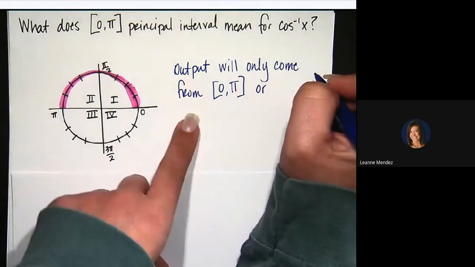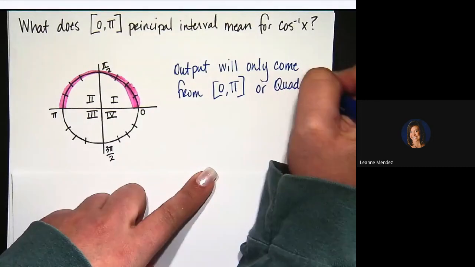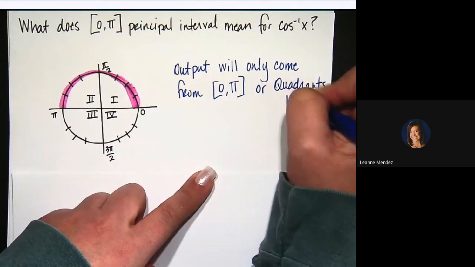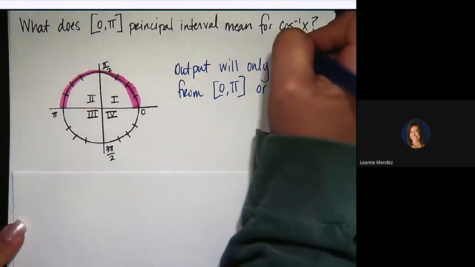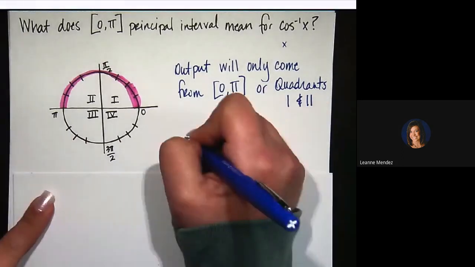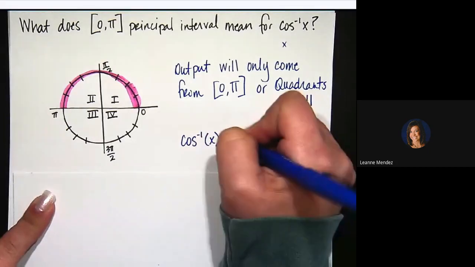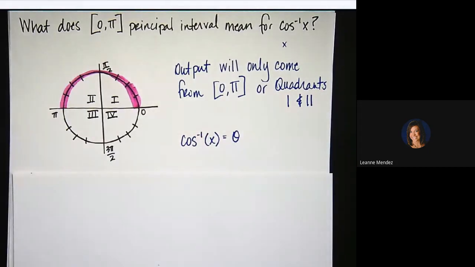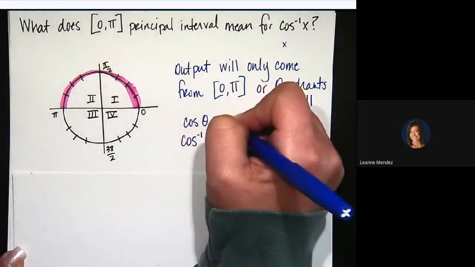So the output would only come from 0 to pi, or quadrants 1 and 2. Okay. Now let's think about that a little bit more. So for cosine, remember cosine is asking for the x values. So what this will look like is when I ask for cosine of x is going to equal an angle. We're going to work backwards. See, before we went from what was the cosine and we got a value.